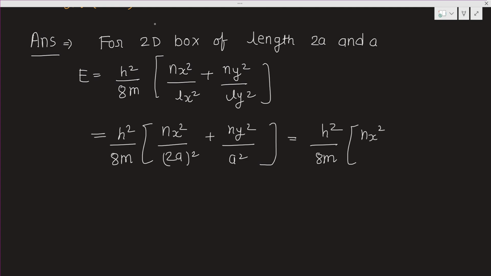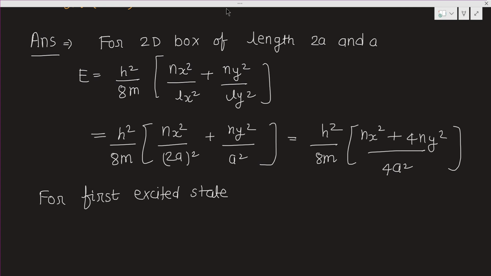So you are getting nx square plus 4 ny square upon 4a square. In this manner you are getting. Okay. Now see here, for the first excited state, there may be two conditions. One may be nx is equal to 2 and ny is equal to 1, or another may be nx is equal to 1 and ny is equal to 2. There may be two different possibilities, so we have to deal with both.